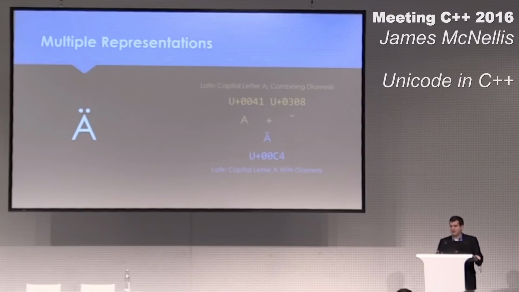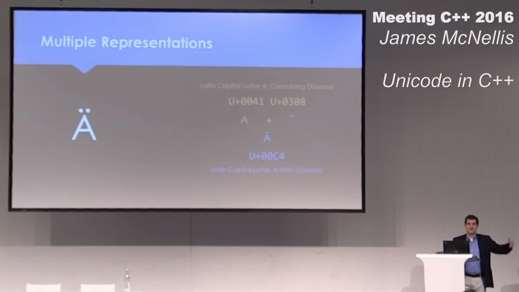The reason for this is for compatibility with legacy character sets. Latin-1 happens to have this character, and so in order to enable a one-to-one mapping between Unicode and these other legacy encodings, oftentimes we have a lot of extra characters that probably should be dealt with in formatting software, not in the character encoding itself. So here we can see the first one is what we call a decomposed form, and the second one is a composed or precomposed form.